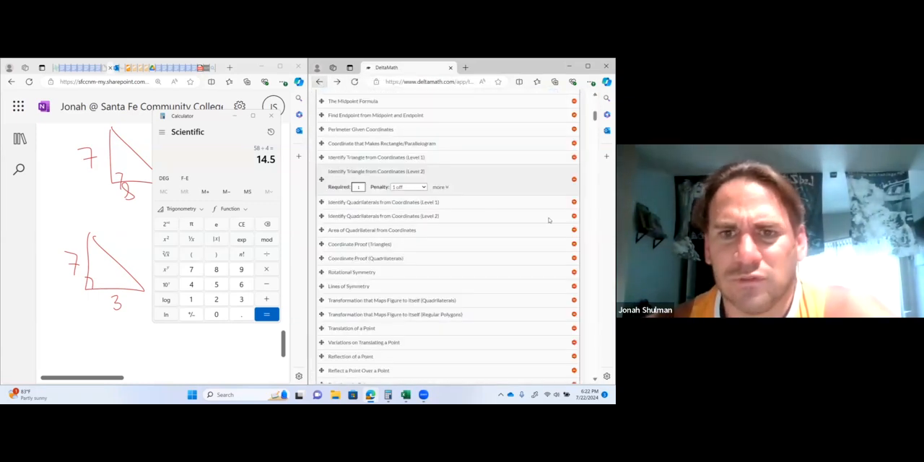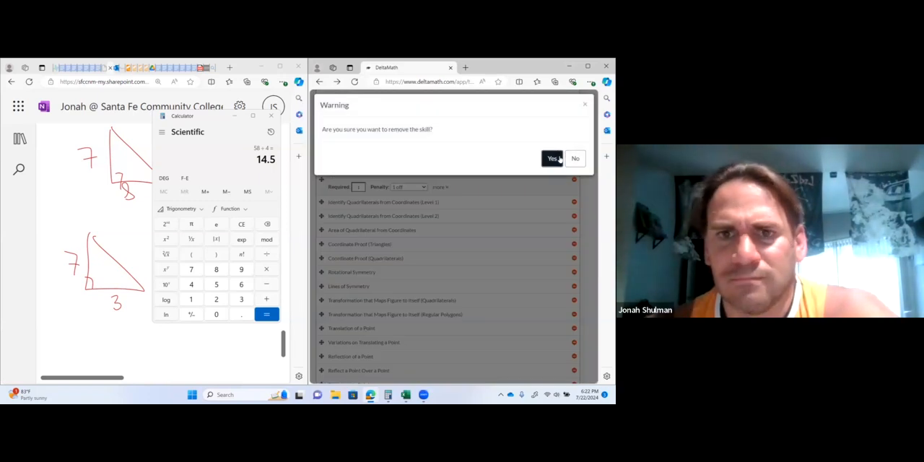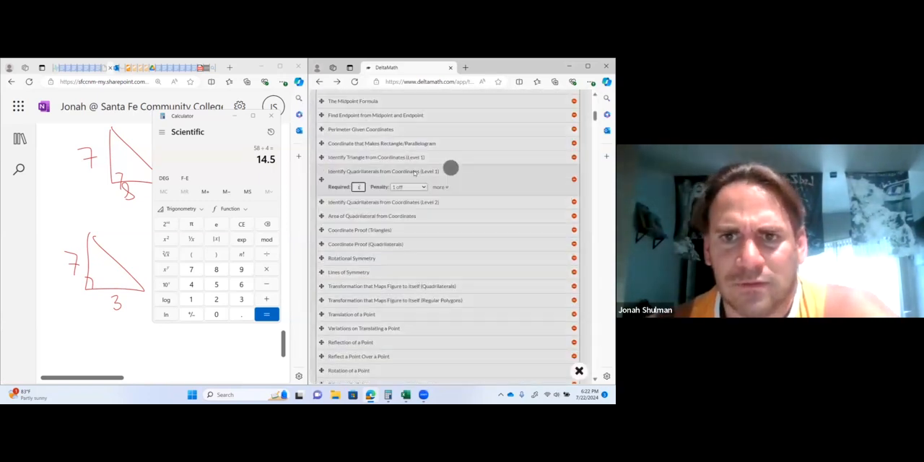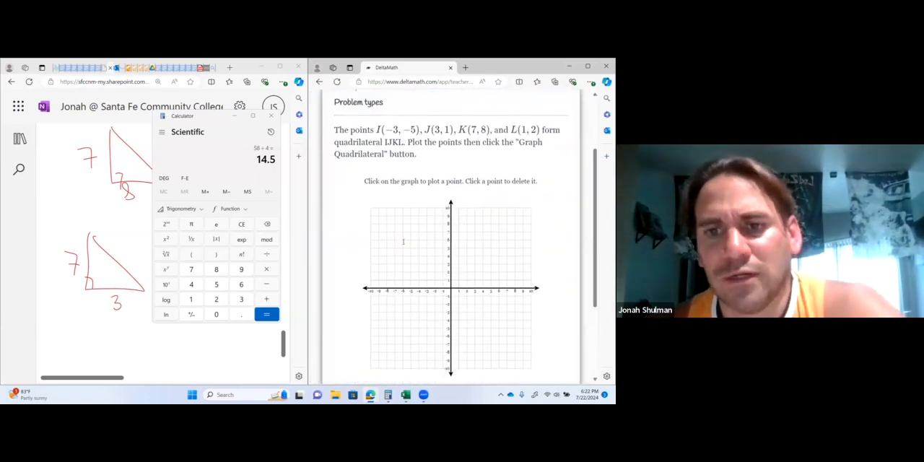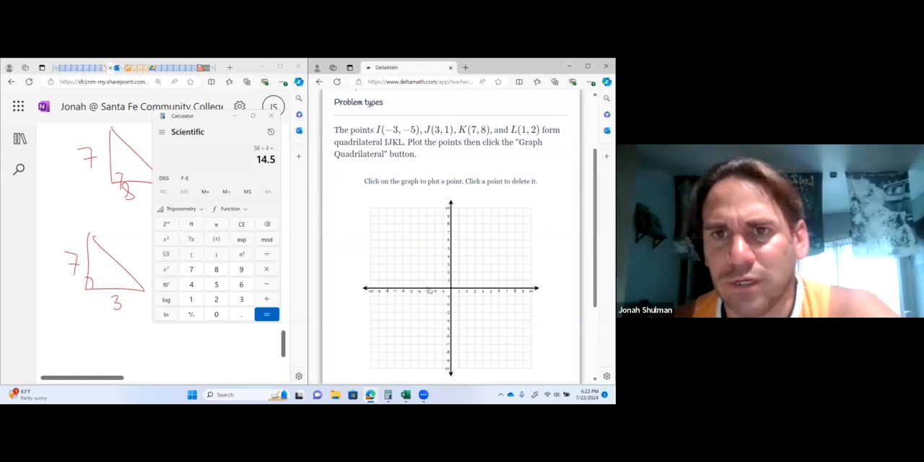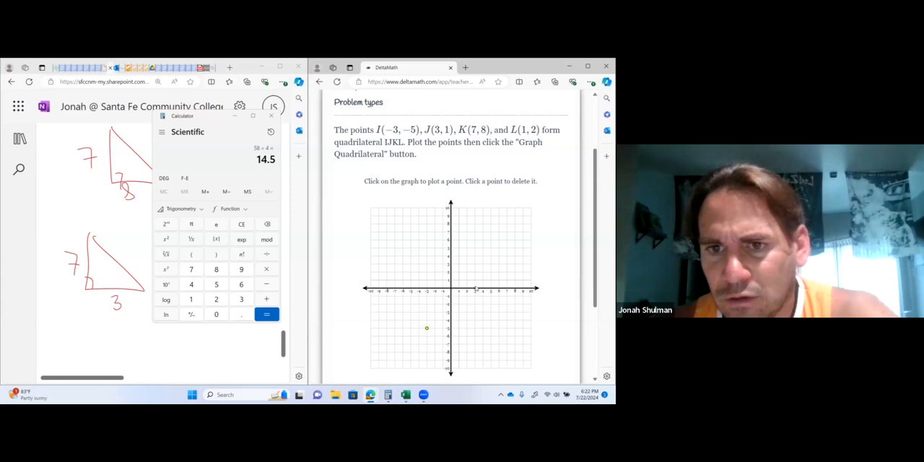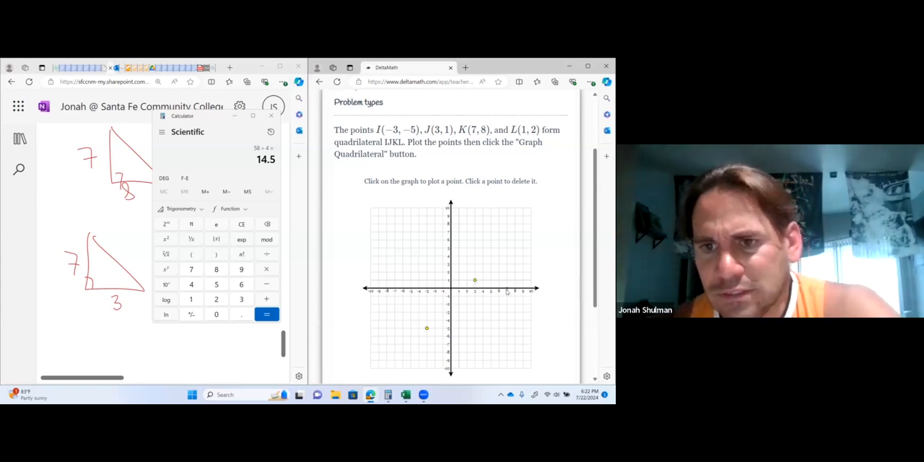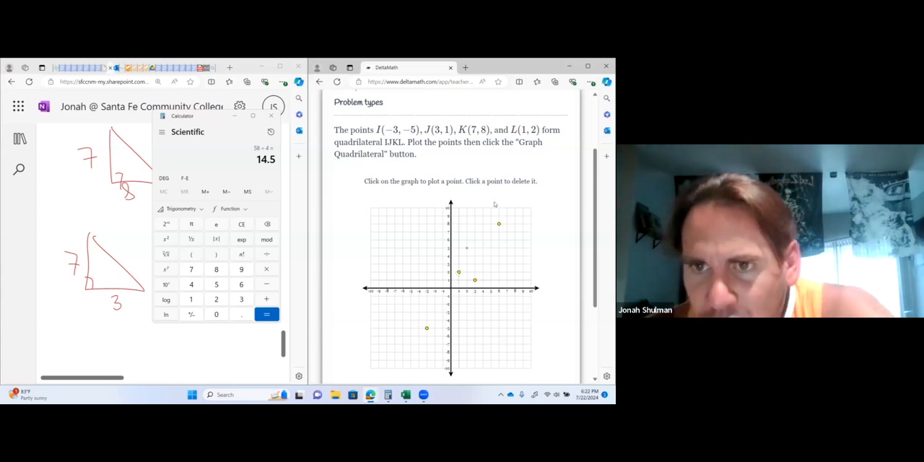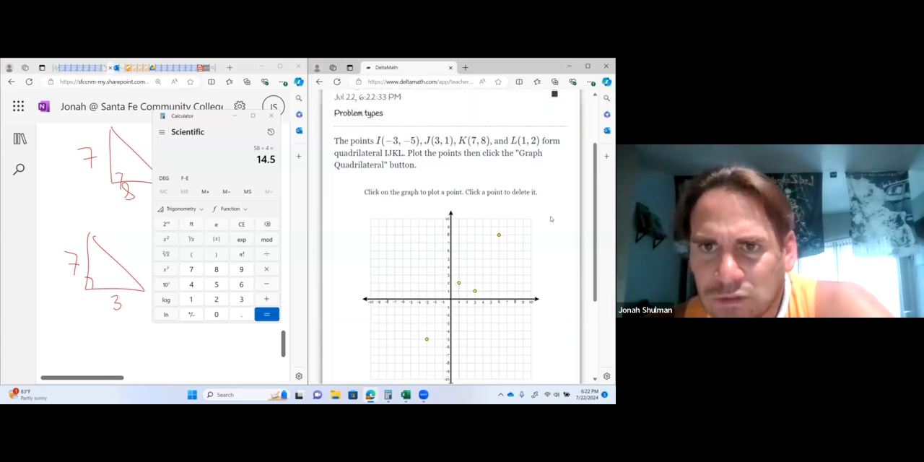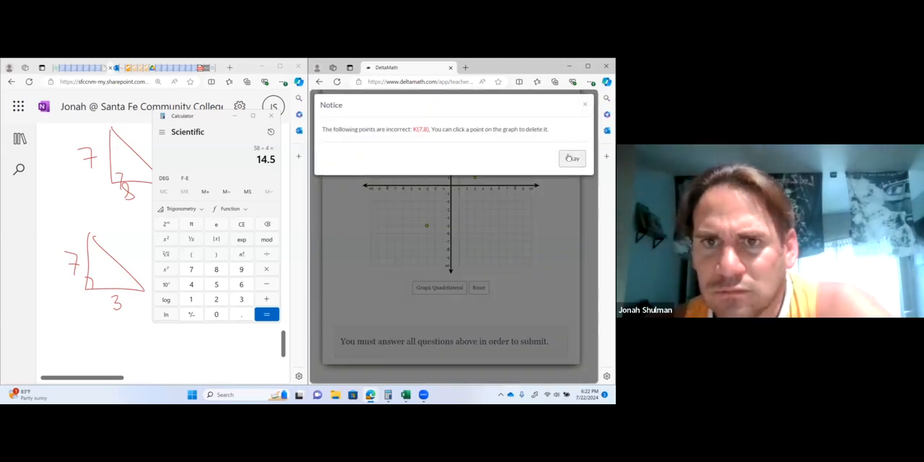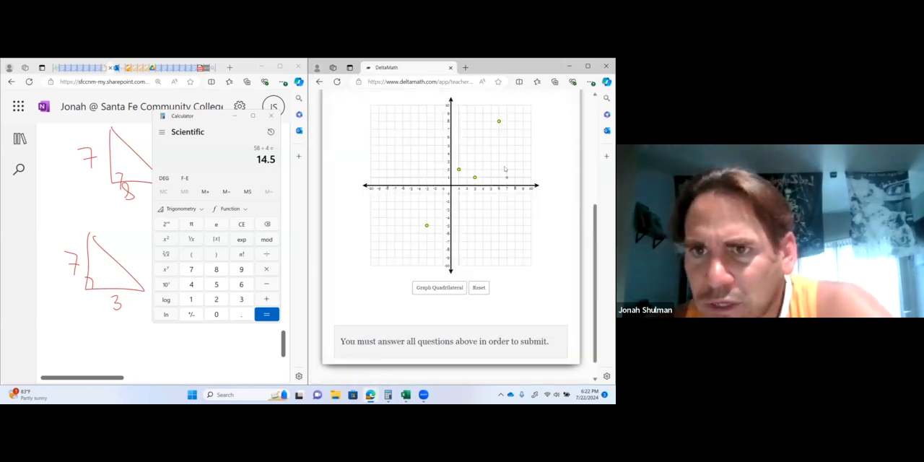No, we're not going to do a level 2 of this. All right. So we'll do the same thing. We'll do the level 1, but we're not going to do the level 2 without the graph. So we got 3, -5, 3, 1, 7, 8, and 1, 1, 2. Okay, this is the weirdest looking quadrilateral I've ever seen. 7, 8 is wrong. Yeah, it should be over here. Sorry about that.